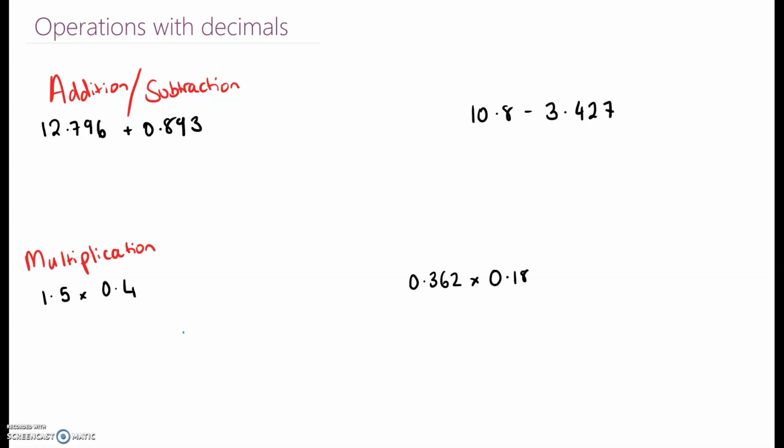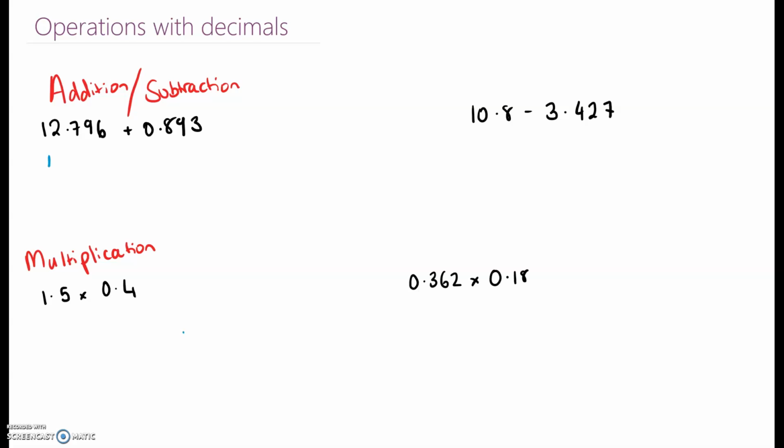So for addition, the best way to do it is how you would normally do any addition. The main thing is just making sure you line up the place values correctly. So for this first one, we've got 12.796 plus 0.893, and we want to make sure that we're lining them up so that the correct place values go underneath the same ones in the equivalent number.